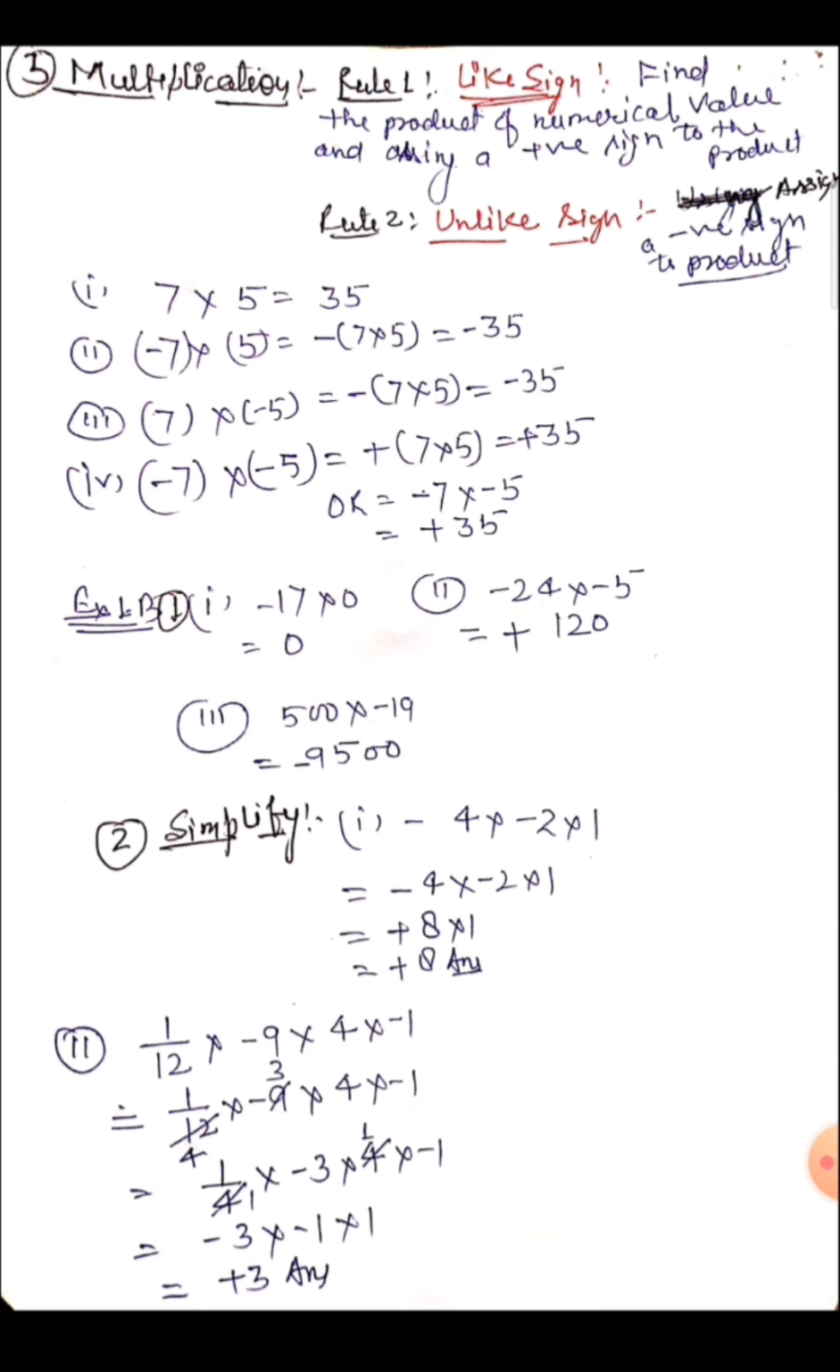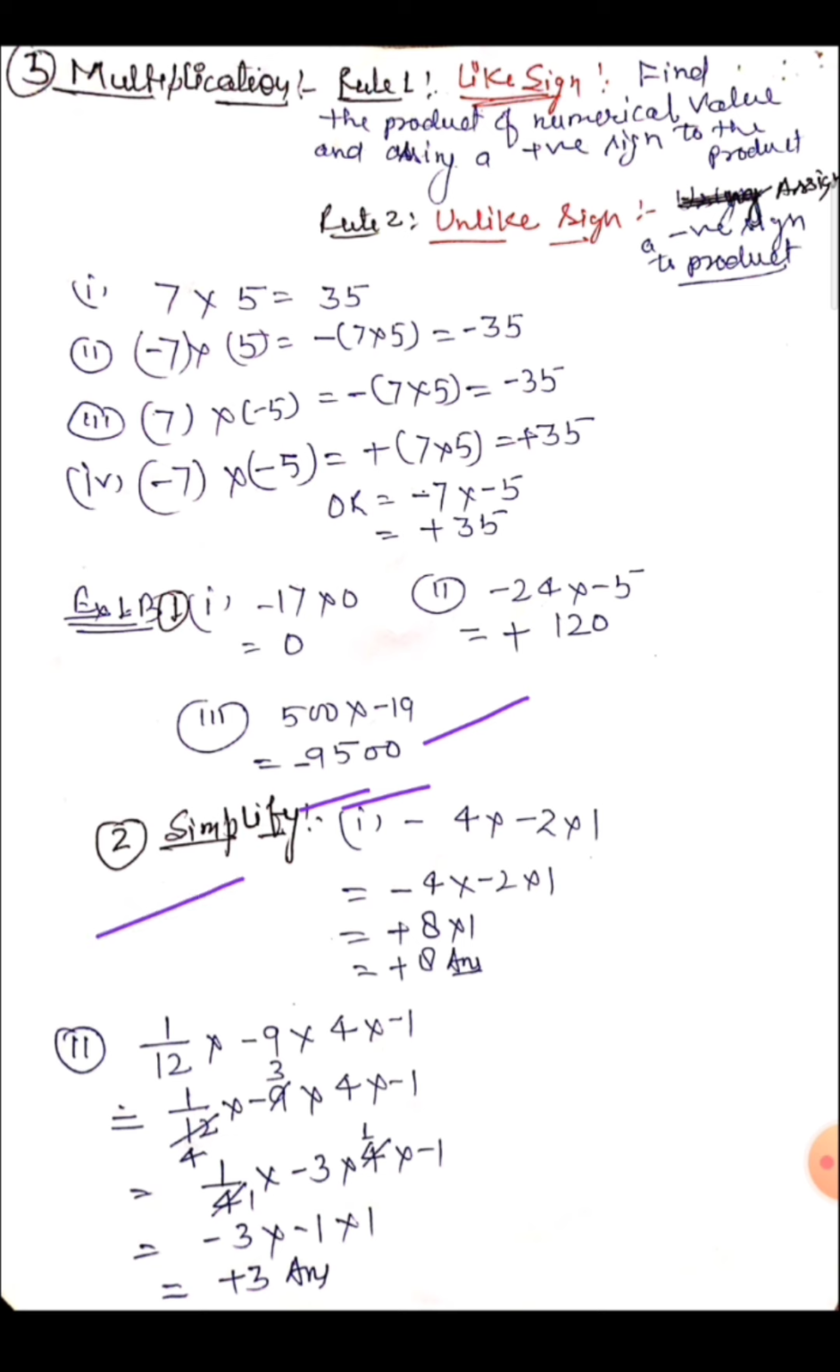Now in the third question, 500 multiplied by minus 19. Firstly we multiply 19 and 500, then we get what? 9500. Then we use the minus sign, because we know that this is a minus and this is a plus, different signs, then the answer is always negative.